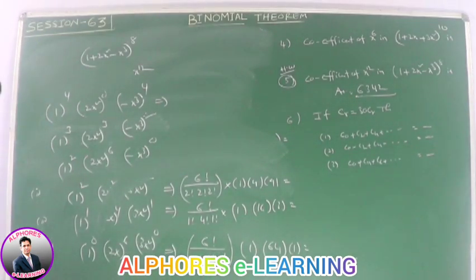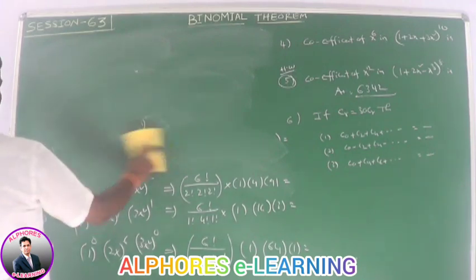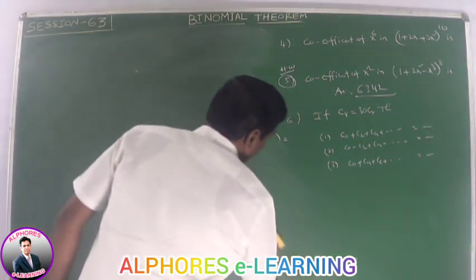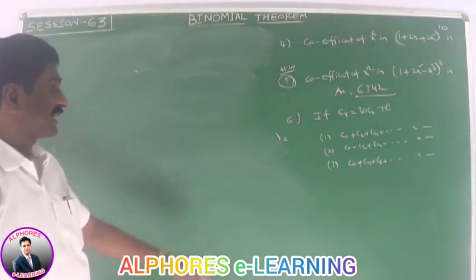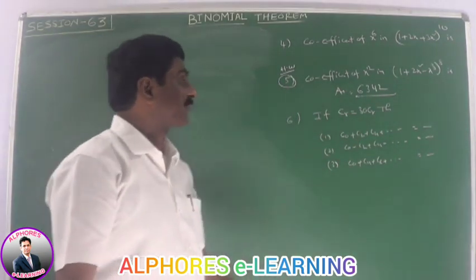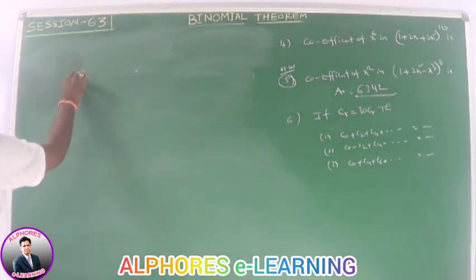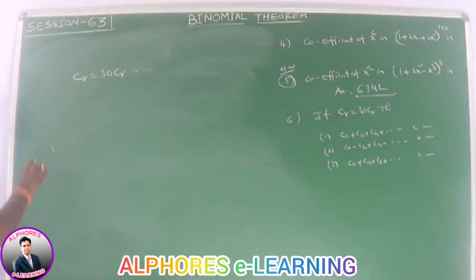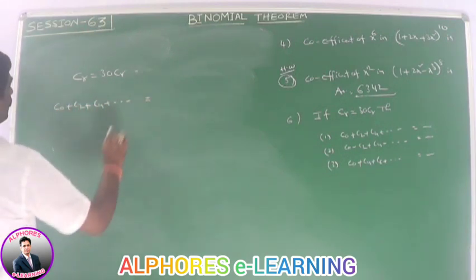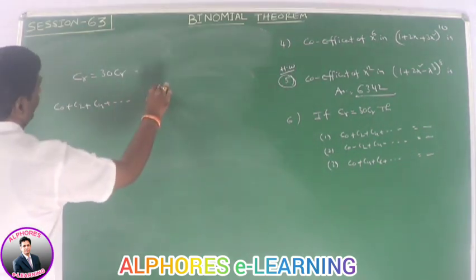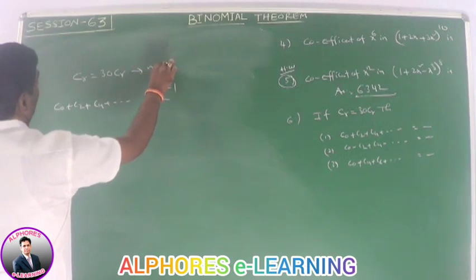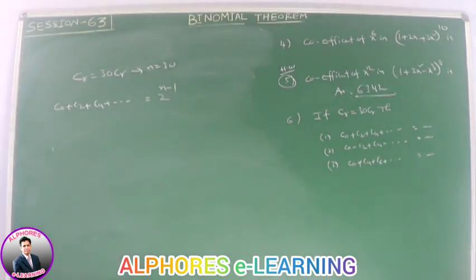Next, sixth one. If CR is equal to 30 CR, CR means NCR, binomial coefficient it is. Then find C0 plus C2 plus C4. CR is equal to 30 CR means N is equal to 30 binomial coefficients. In a binomial, sum of the even values C0 plus C2 plus C4, what is this value? Is equal to 2 power N minus 1. Okay, that means here N is equal to 30. That means 2 power 29.